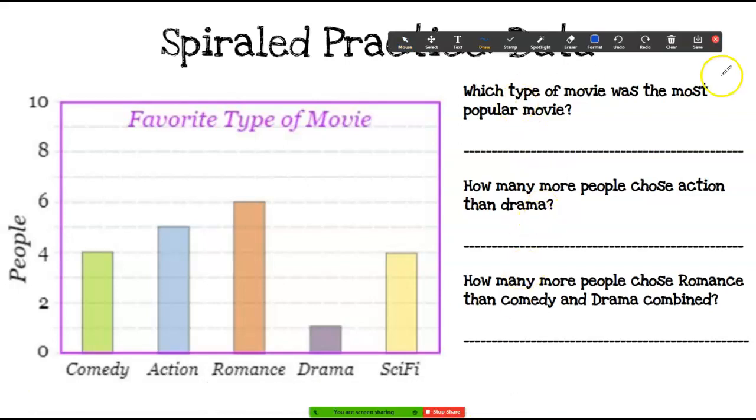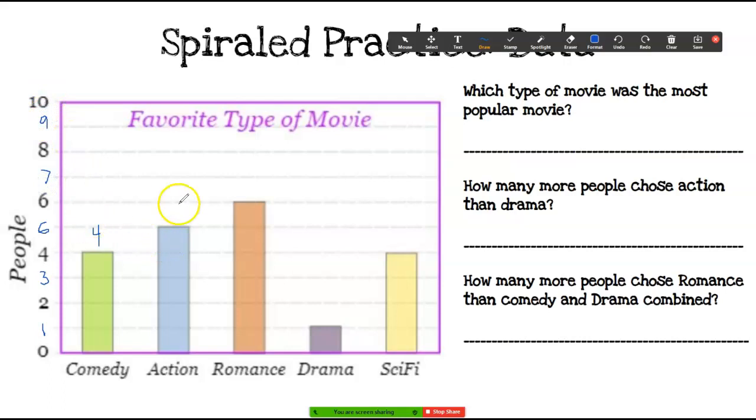What type of movie was the most popular? So here, comedy was 4, and we always label our graphs. Here, I have an in-between. So if I'm counting by 2s, I need to fill in my in-between. So I have 0, blank, 2, blank, 4. So I know I can count by 1s. 1, 2, 3, 4, 5, 6, 7, 8, 9, 10.